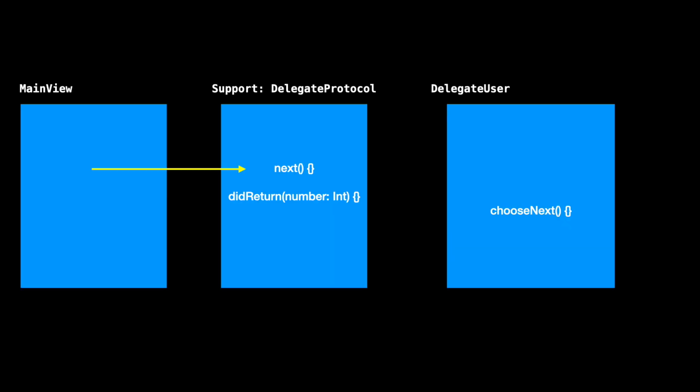So to take a look at the flow, from main view, when we tap the button, we call this async method next in support. In turn, support calls chooseNext whenever it's ready to. Delegate user calls back its delegate, which is support, and calls back didReturnNumber. That's where we are at this point, and we know that it works because as we run the app and we tap the button, we see the number printed in the console.